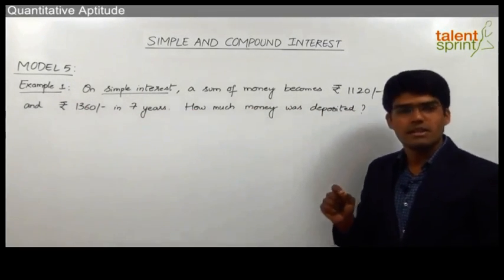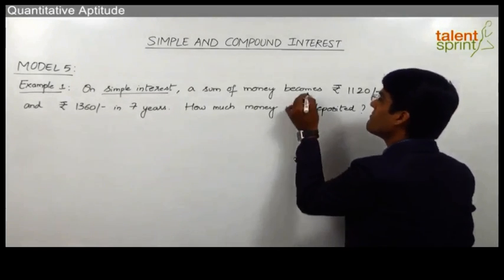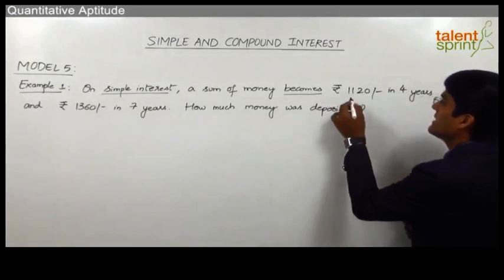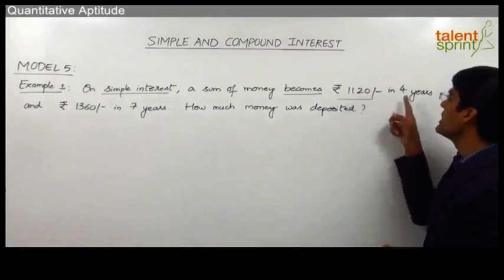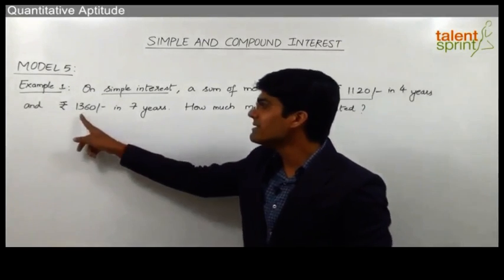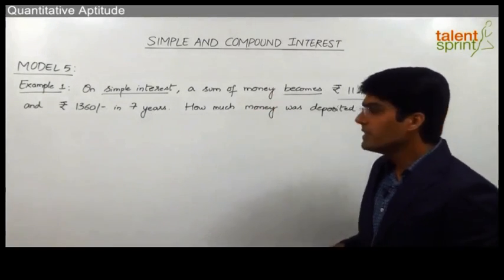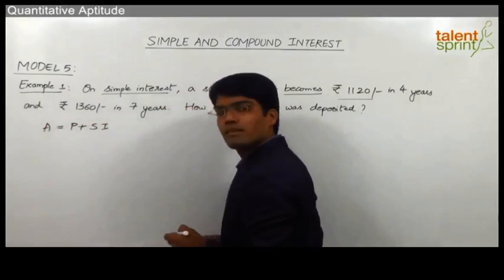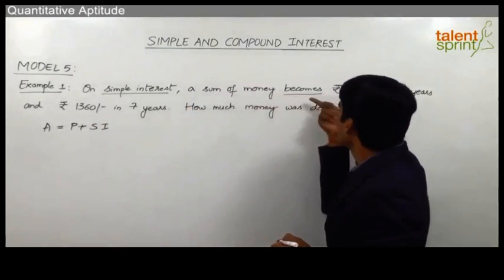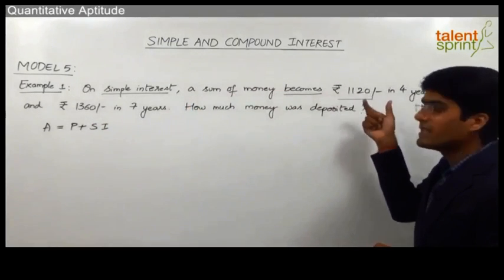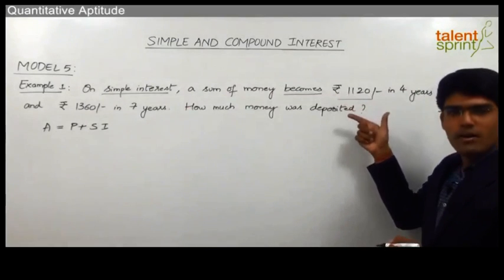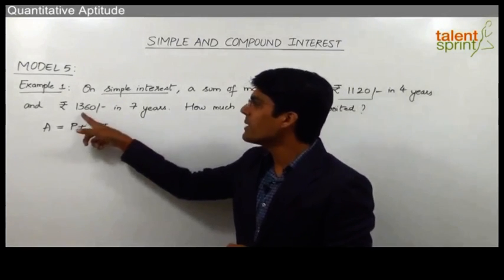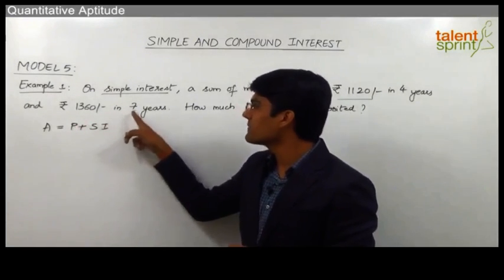As I've already mentioned in one of the previous questions, whenever the term becomes is used, we always refer to the total amount. So very clearly, this 1120 is the total amount in 4 years and 1360 is the total amount in 7 years. We know that the total amount is nothing but principal plus simple interest. So 1120 is nothing but the principal amount plus the simple interest of 4 years. And similarly 1360 is nothing but the principal amount plus the simple interest for 7 years.